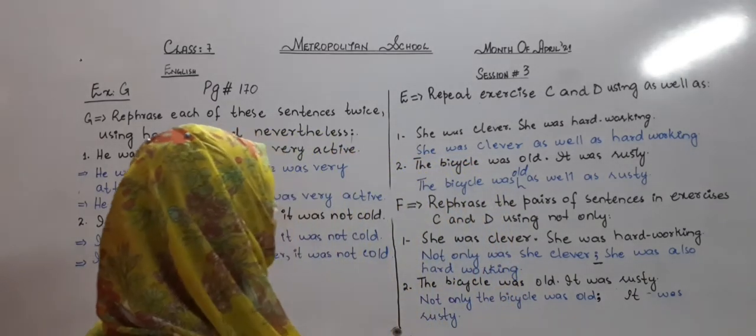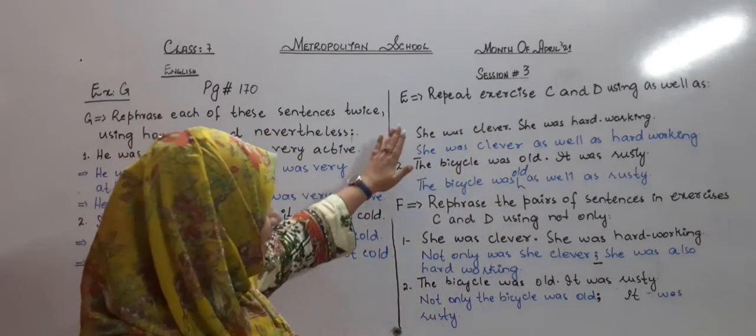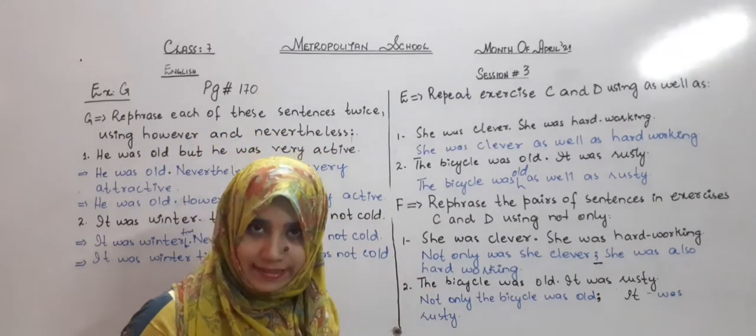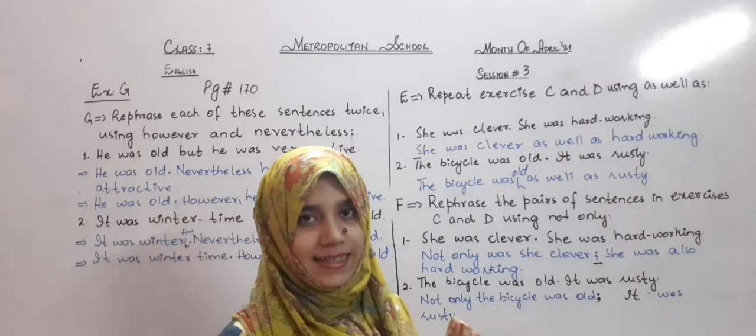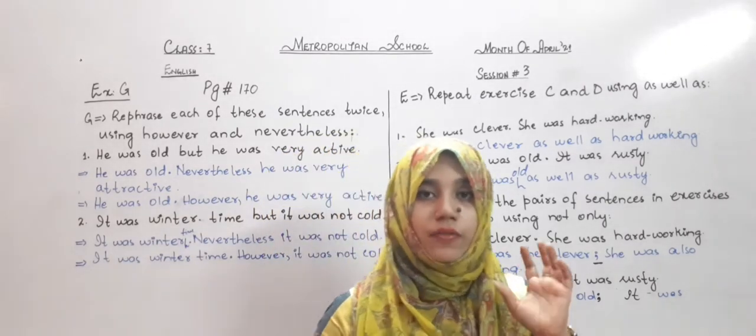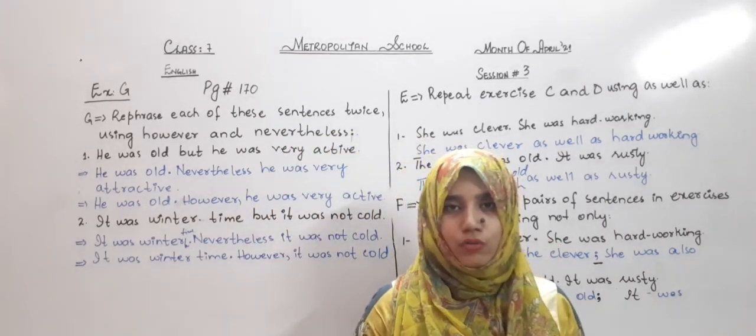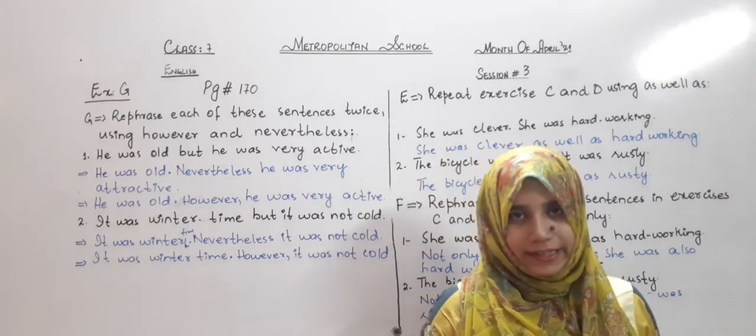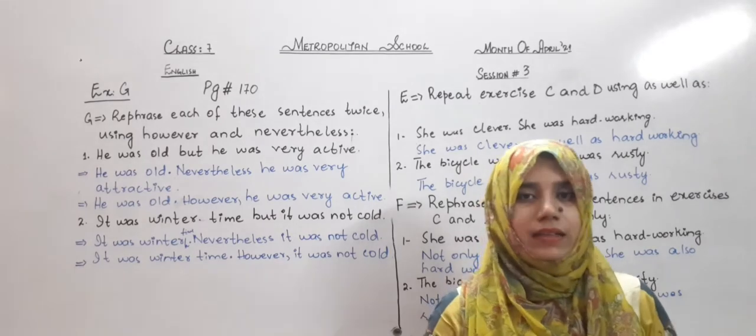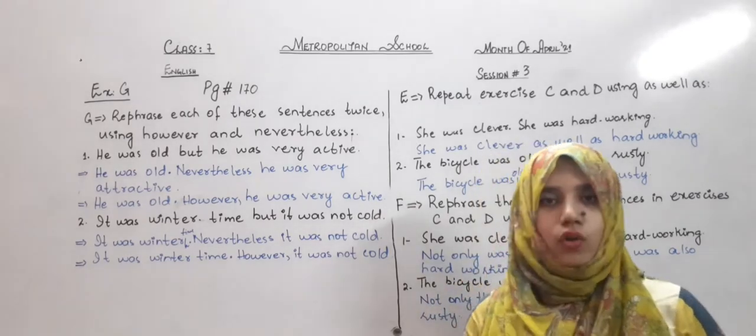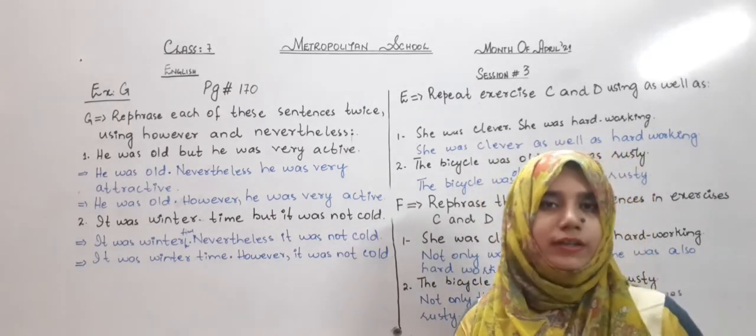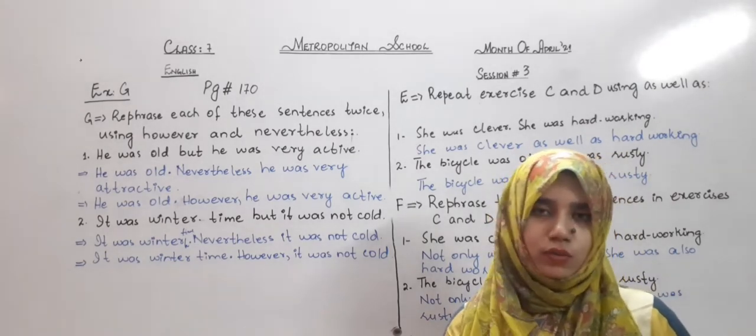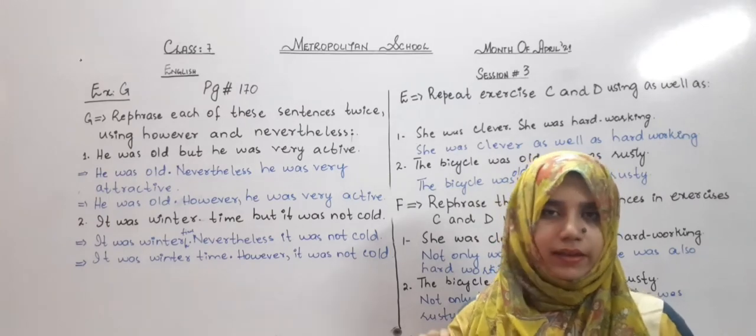So this is how exercises E and F should be done in your grammar copy by using the sentences of exercises C and D, right? Of which exercise's sentences will you have to use? You will have to use the sentences of exercises C and D to solve exercises E and F. Do not get confused that sentences are not given in your book. They have mentioned in the question that you will have to use the sentences of exercises C and D.